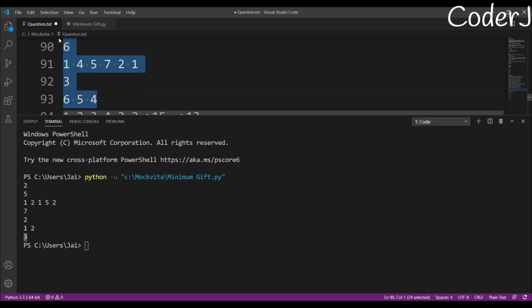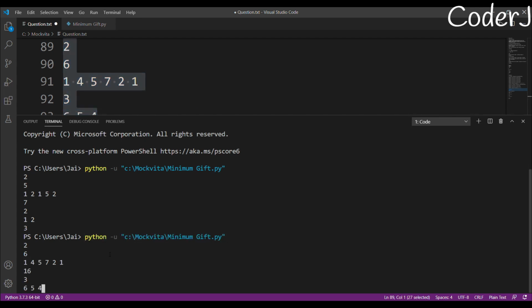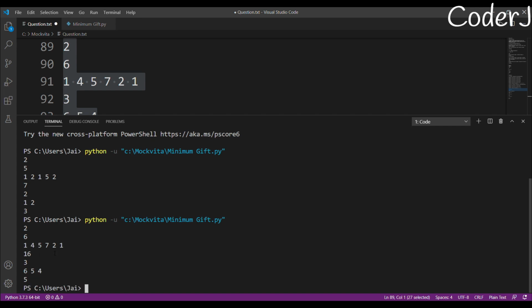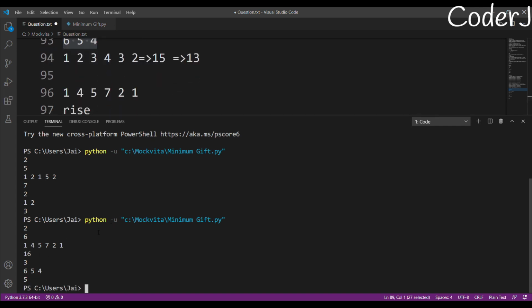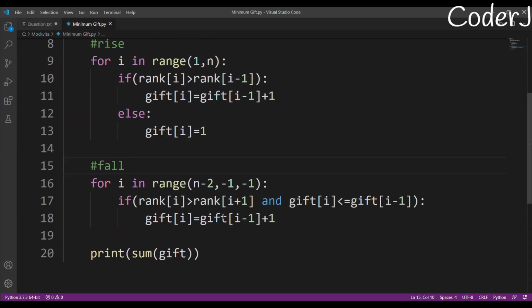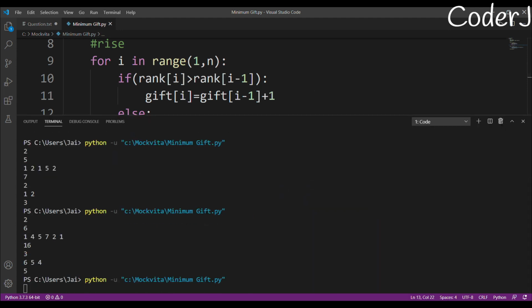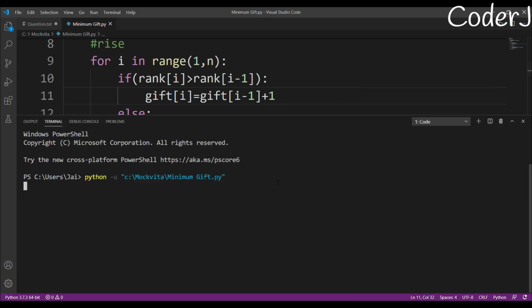1 4 5 7 2 1. Okay, I think I've made some sort of mistake. 6 5 4, let me cross check what I did wrong. If rank of I is greater than rank of I plus 1 and gift of I is less than or equal. Sorry, it should be I plus 1. So that is why it was making a mistake. Now let's try to run our code again. Even now it works incorrectly.